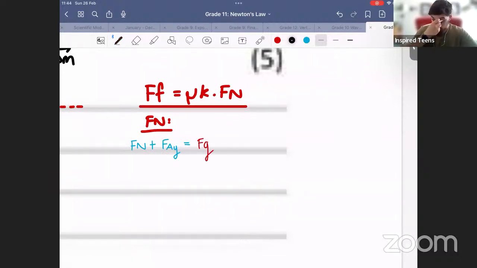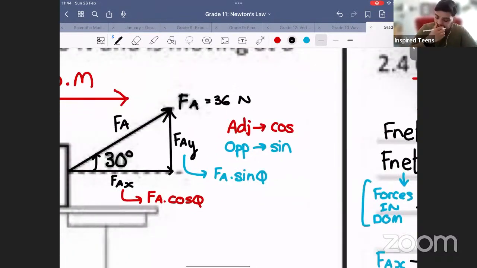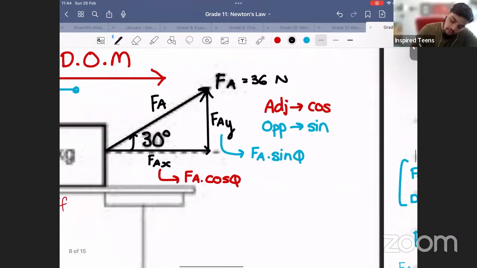So now we can calculate from there. Fn essentially is going to be equal to Fg minus FAy. I hope you guys can agree with me, I took that over to that side. Now, Fg is simple to calculate. Fg is m times g, so basically 5 times 9.8 minus FAy. Now I go back to my diagram and see, oh yeah, what did I write for FAy? FAy is actually opposite to the 30 degrees, so therefore it's FA times sine theta.